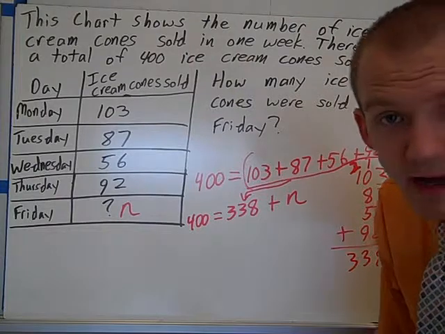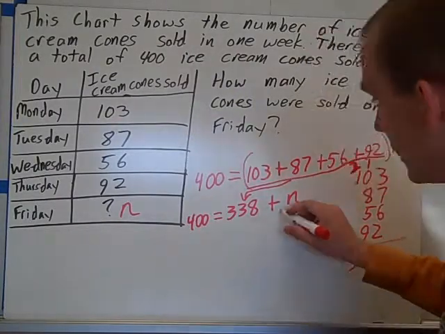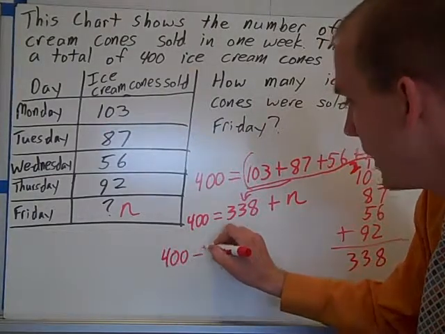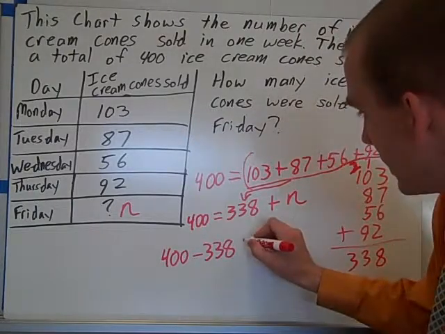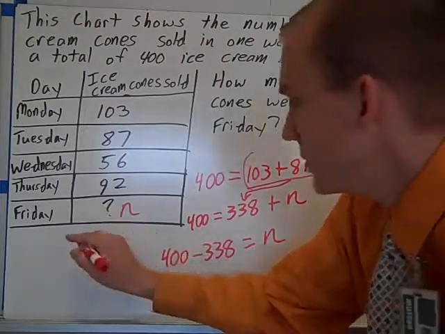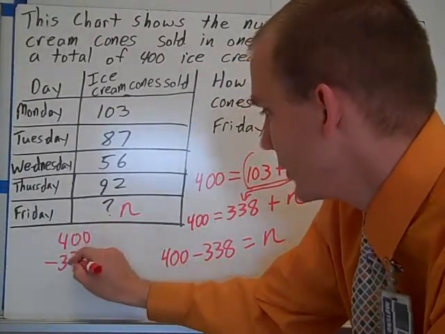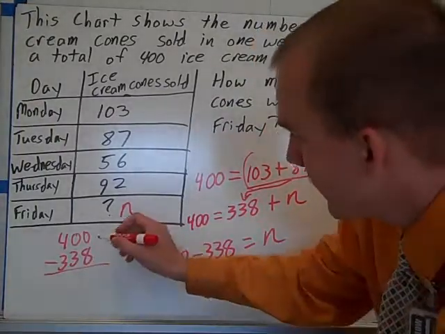Now I can set up the fact family and say, okay, how can I solve for what n equals? Well, I know that if I do 400 minus 338, that's another member of this fact family, and that will equal n. So now I come over here and I can do 400 minus 338.